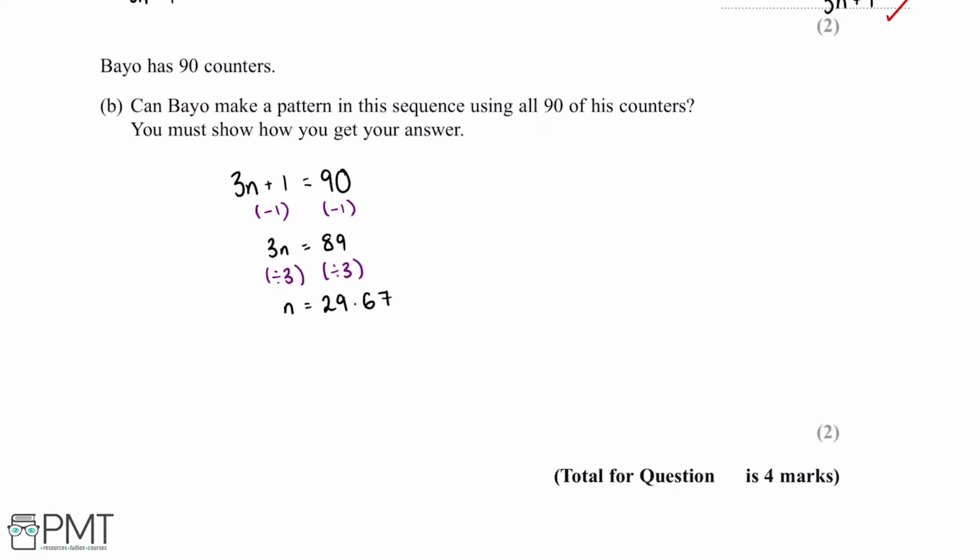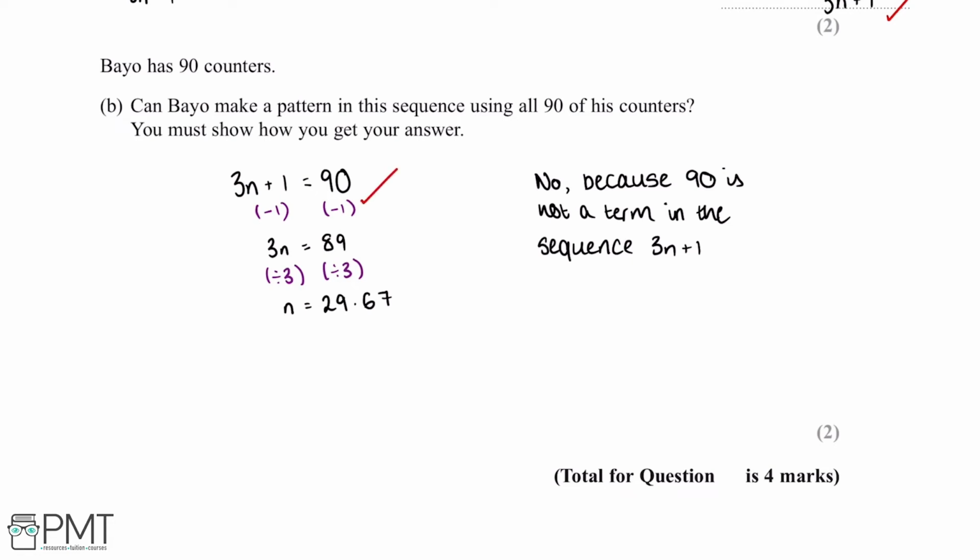So the final thing we'll want to do is write a summary statement. So we can write something along the lines of, no, Bayo cannot make a pattern with 90 counters, because 90 is not a term in the sequence 3n plus 1. Now this question's worth 2 marks. We'll get our first mark for putting our expression from part A equal to 90, and our second mark for writing that Bayo will not be able to make a pattern in this sequence using his 90 counters, along with the supporting evidence.